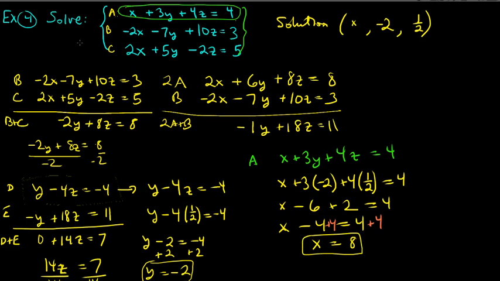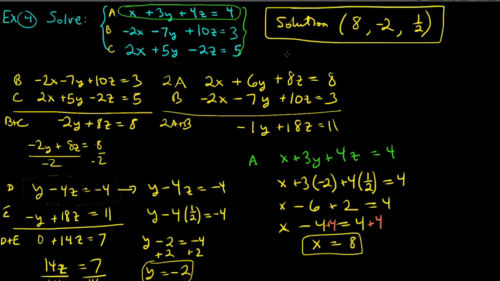And there you go. I think that's our ordered triple of numbers. X is 8, y is negative 2, and z is 1/2. Again, you should check the other two equations as well. Plug these in B and C and see if they work. And they should.